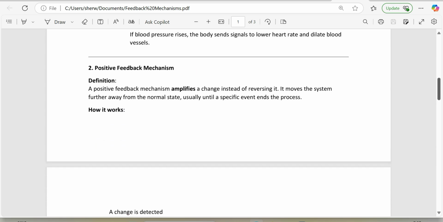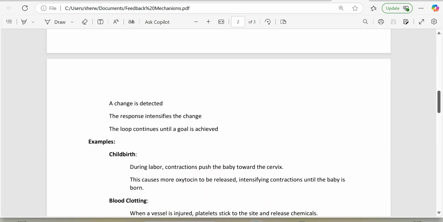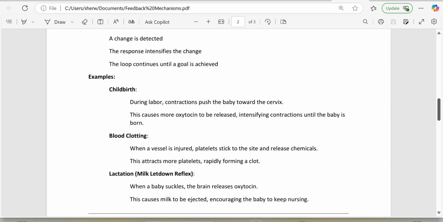2. Positive feedback mechanism. Definition: a positive feedback mechanism amplifies a change instead of reversing it. It moves the system further away from the normal state, usually until a specific event ends the process. How it works: a change is detected. The response intensifies the change. The loop continues until a goal is achieved.